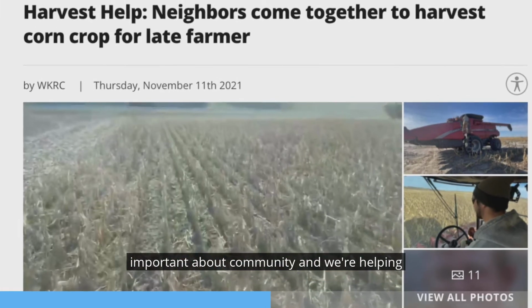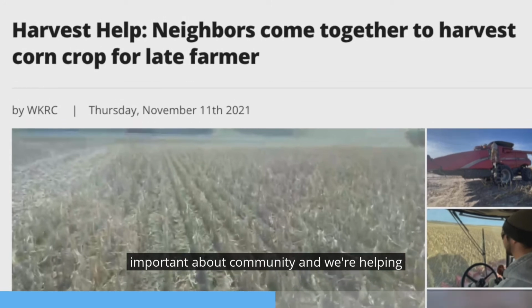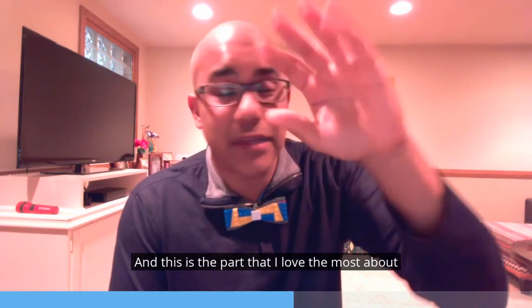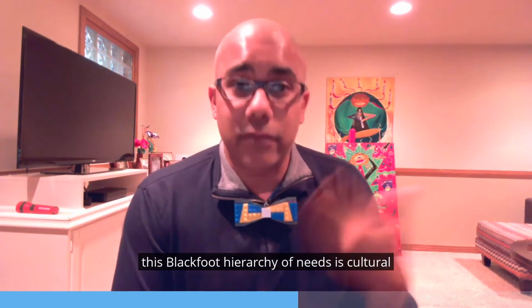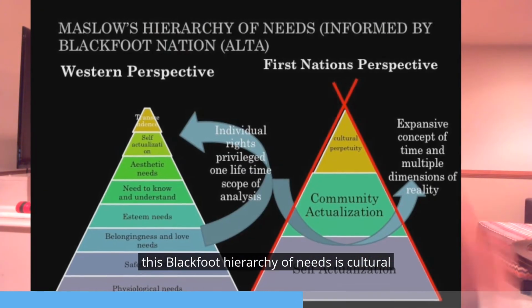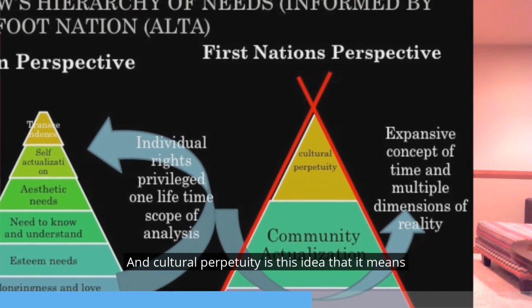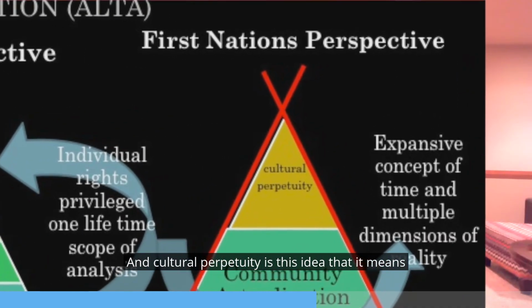This is really important about community, right? And we're helping each other. I'm serving you so you can serve someone else, right? It's a ripple effect. And then at the very top, and this is the part that I love the most about this Blackfoot hierarchy of needs, is cultural perpetuity. Cultural perpetuity is this idea that it means breath of life.